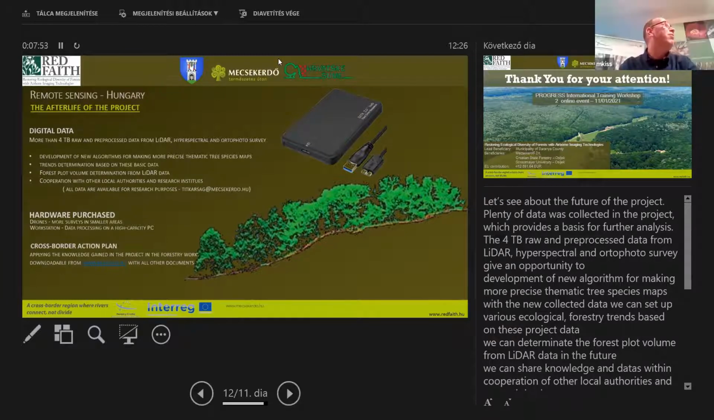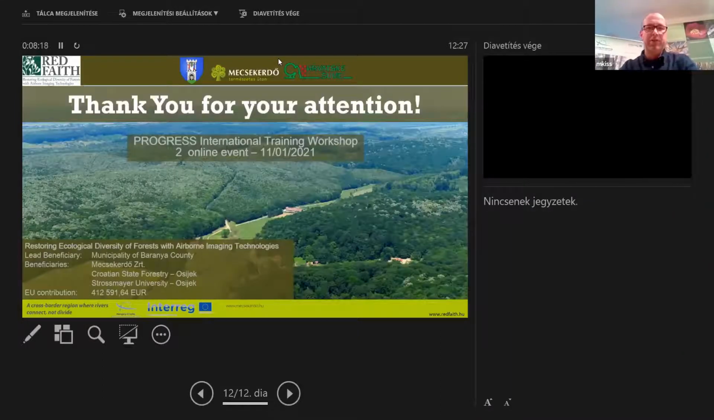We have more than 4 terabytes of raw preprocessed data, and we can use this in future to develop new algorithms, and we can set up trends. I'm sorry when I'm looking left, but the screen is there. And we can also use the hardware. All of the studies and the detailed methods and methodology are available on our homepage.